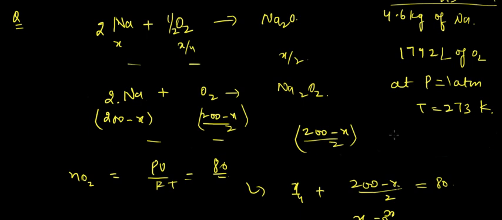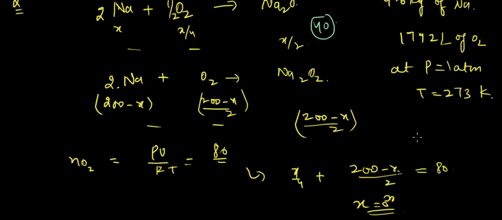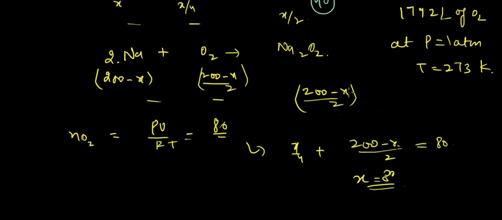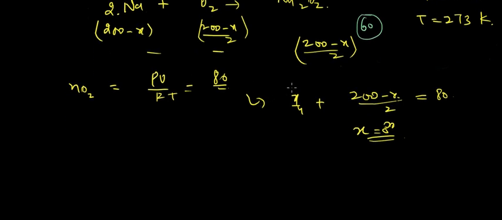Okay, so what is the total amount of Na2O which is formed? Na2O formed here would be x by 2, which is 40 moles, and what is the moles of Na2O2 formed here? Na2O2 would be (200 minus 80) by 2, which is 60 moles. Okay, so you can easily calculate the mole percentage of Na2O and Na2O2 from this calculation. So with this we come to an end of this lecture. In the next lecture we'll be seeing sequential reactions.